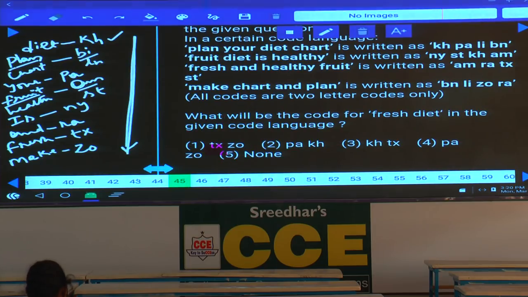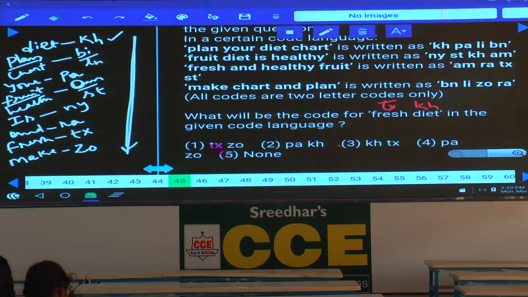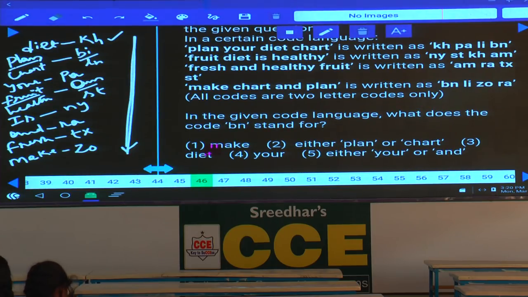Then 45, what will be the code for a fresh diet? Yes, what is the fresh here? Fresh is TX, and diet is KH, and TX, KH, choice 3. Question number 45, it is choice 3. Then 46, in the given code language, what does the code BN stand for? Now this BN, yes, BN is for what? Either plan or chart, isn't it? Either plan or chart, that is choice 2. It is BN, not BA. Choice 2.